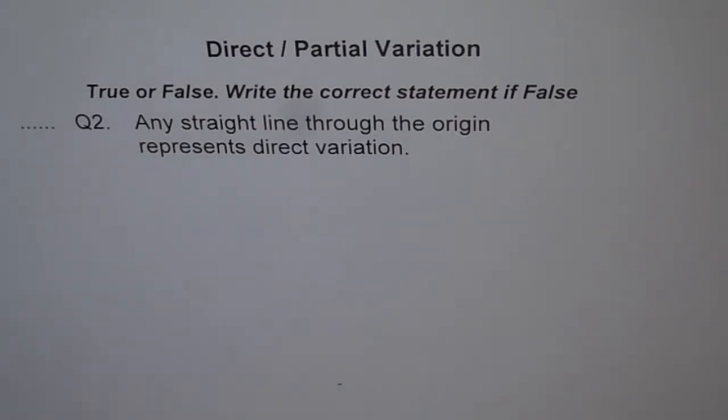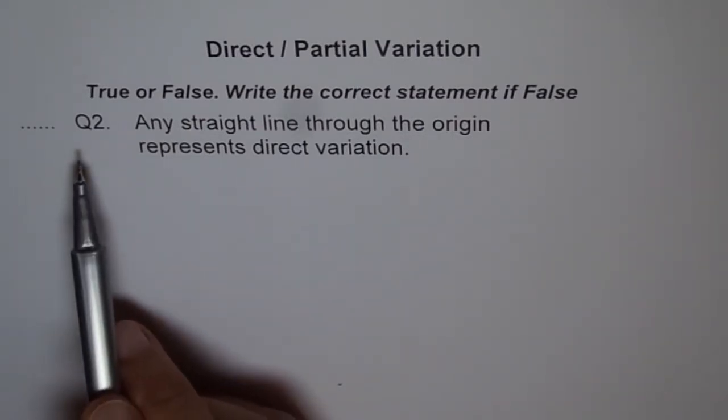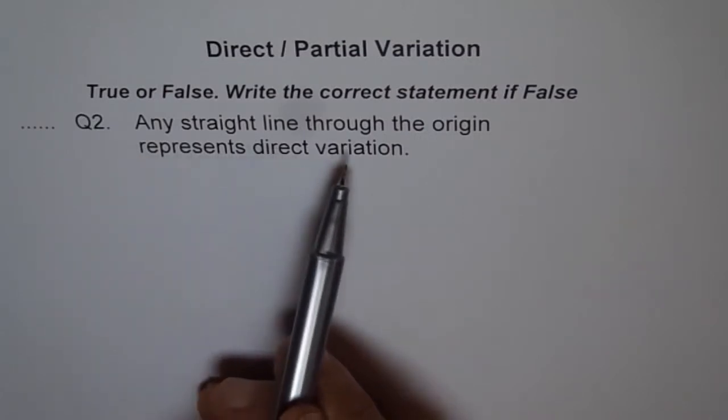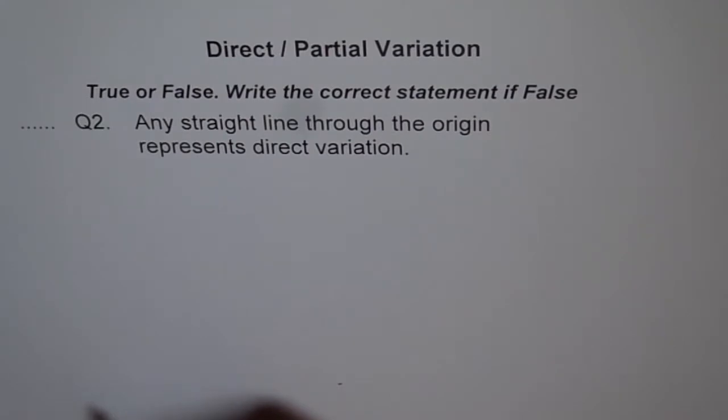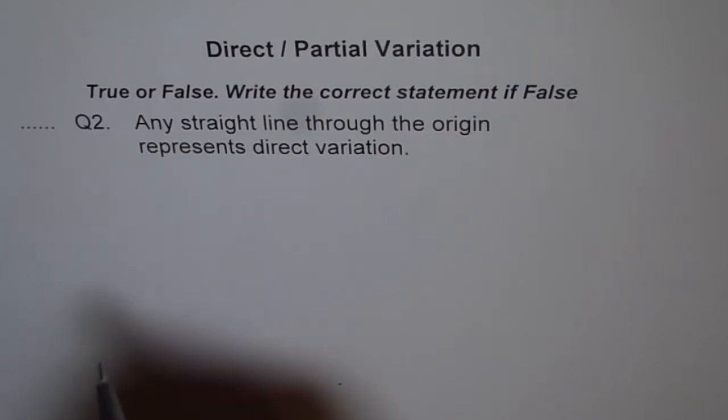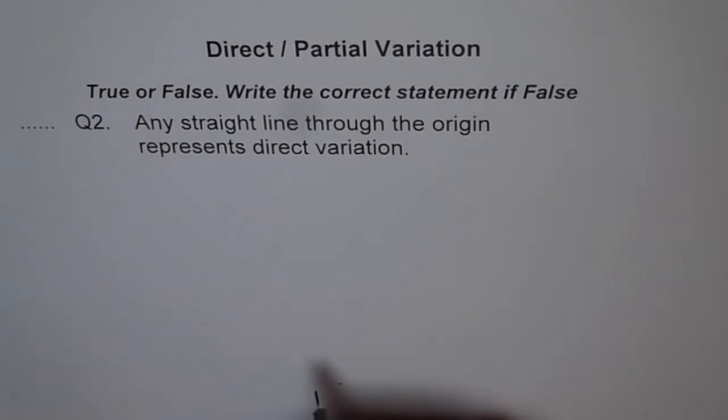Here is my explanation. Question number 2 says, any straight line through the origin represents direct variation. It seems to be correct, because direct variation is a straight line. Second, it should go through origin. These are two basic conditions for direct variation. Okay, so let's draw some straight lines and see, does it apply to all scenarios or not?